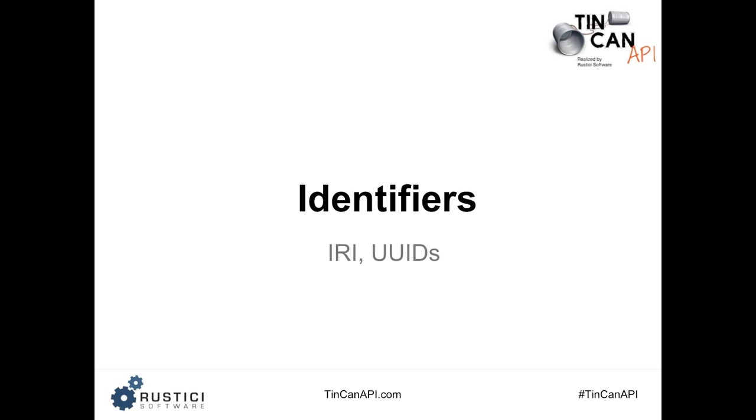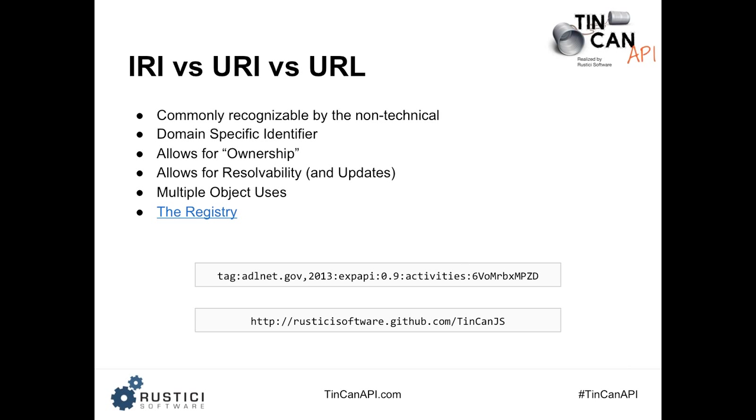Identifiers. So to go along with JSON and this notion of arbitrarily nested objects, we needed ways to identify those objects. And two key components to the Tin Can API statement specification are IRIs and UUIDs. We see a fair number of questions about what an IRI versus a URI versus a URL is, and there was even some confusion from the spec contributors recently on this.